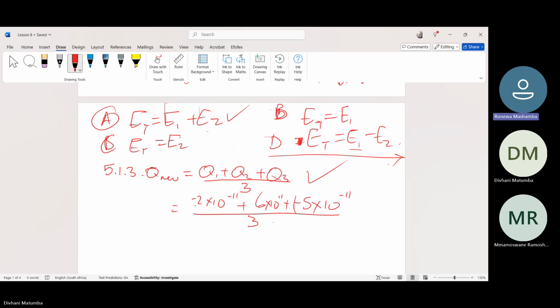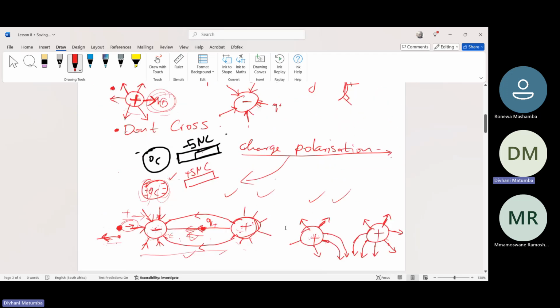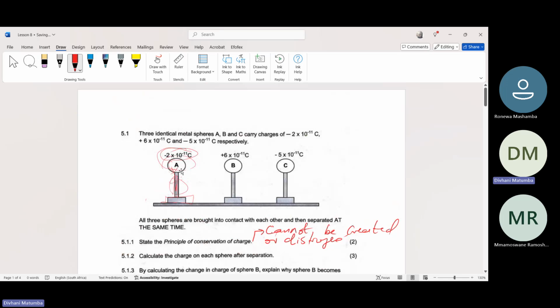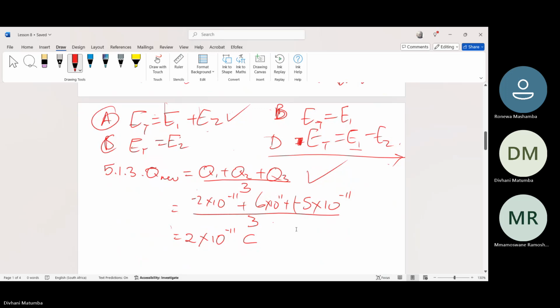So I'm getting 2 times 10 to the power of minus 11, and the unit is coulomb. Okay, what will be the charge of A after separation, Rondell? I have a question there, but in the calculation, is it 6 times 10 to the power of minus 11, sorry? But that's going to give us a whole different answer.